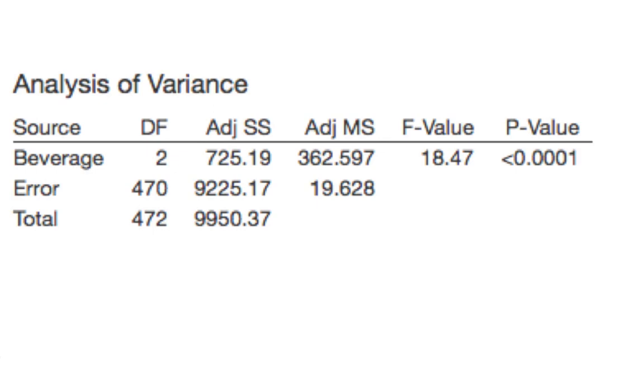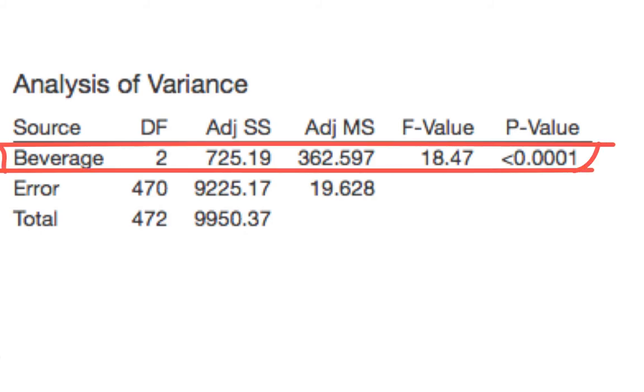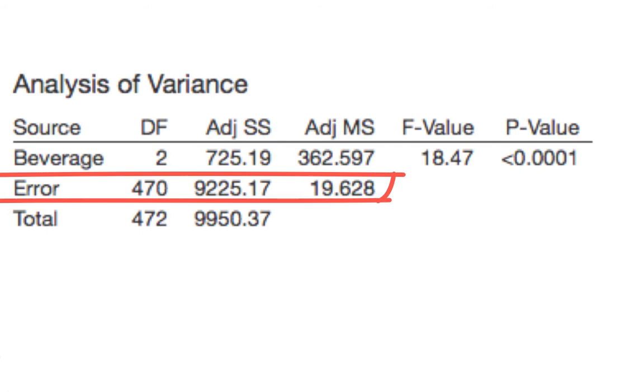This is what an ANOVA source table looks like from Minitab Express. Different software will use different terms. This example is using the data from the previous slide that is comparing students who prefer beer, water, and wine in terms of their heights. Here, the beverage row is our between groups variation. So this is a measure of how different the beer, water, and wine groups are. Error is our within groups variation. This is how different the students within each group are.